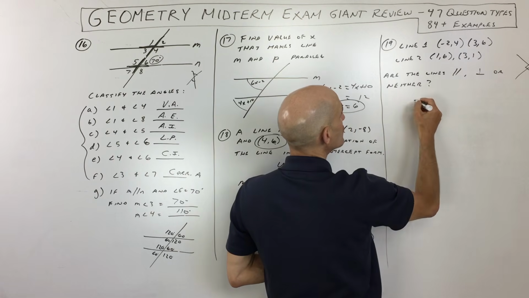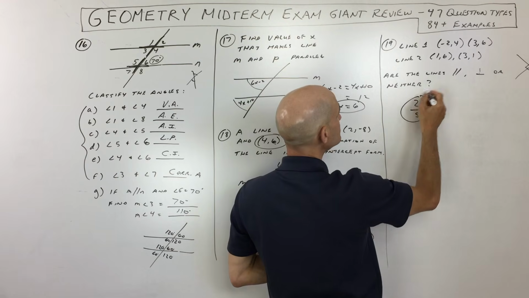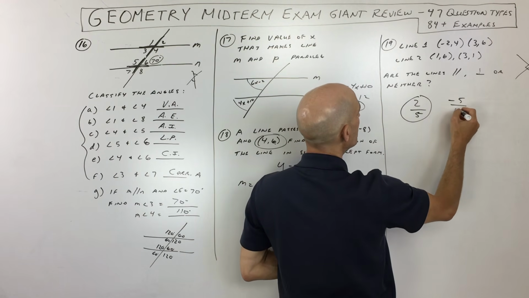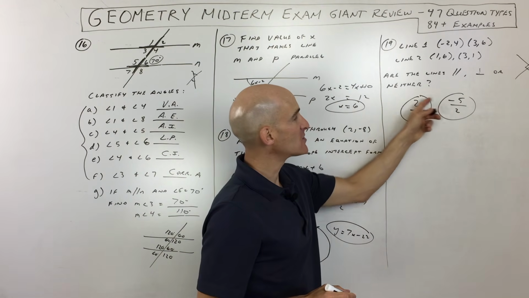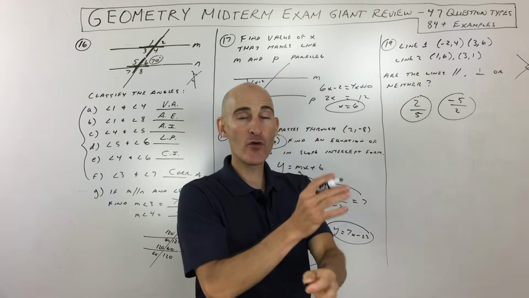So 6 minus 4 is 2. 3 minus negative 2 is 5. So this is line 1. 1 minus 6 is negative 5. 3 minus 1 is positive 2. Okay, when we look at these two slopes, you can see they're opposite signs. One's positive, one's negative, and they're reciprocals of one another. So I flip one of them over to get the other one.